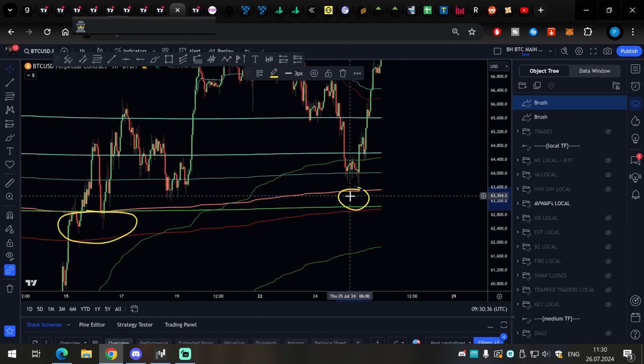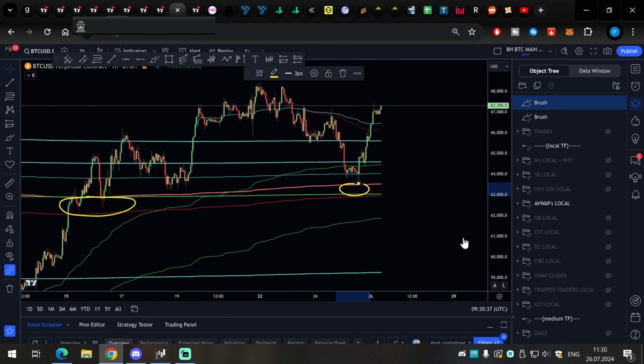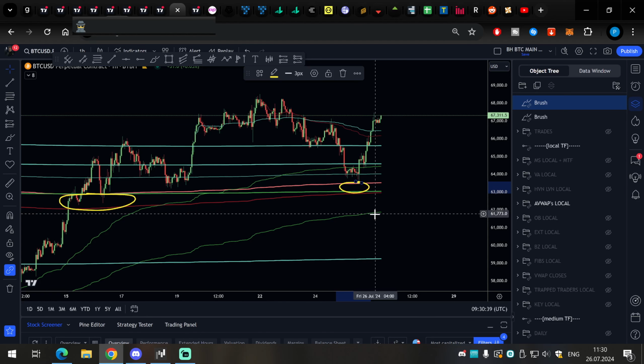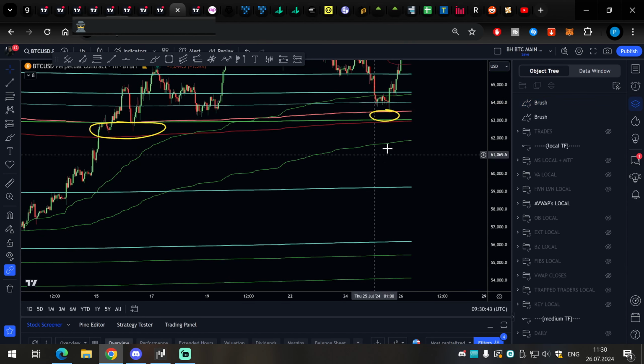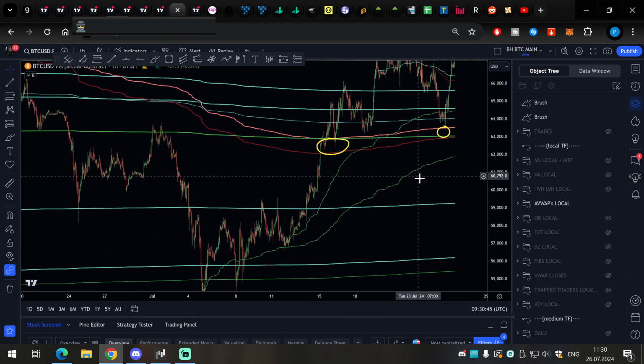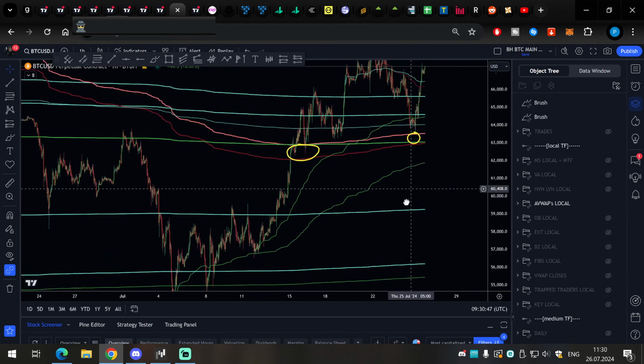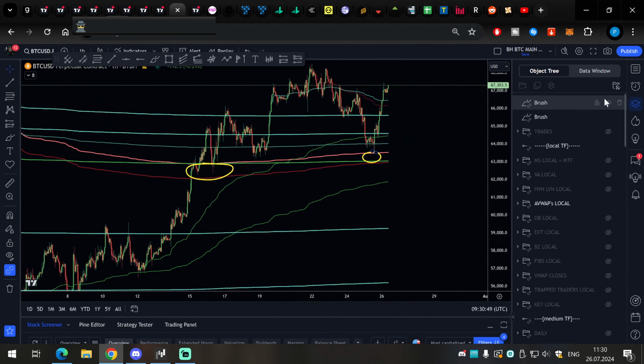Because we never got acceptance back into this. Losing this zone and this anchor VWAP would be bearish, and we would be going for much deeper pullbacks eventually into this range and for the CME close. Didn't happen. You trade what is in front of you.